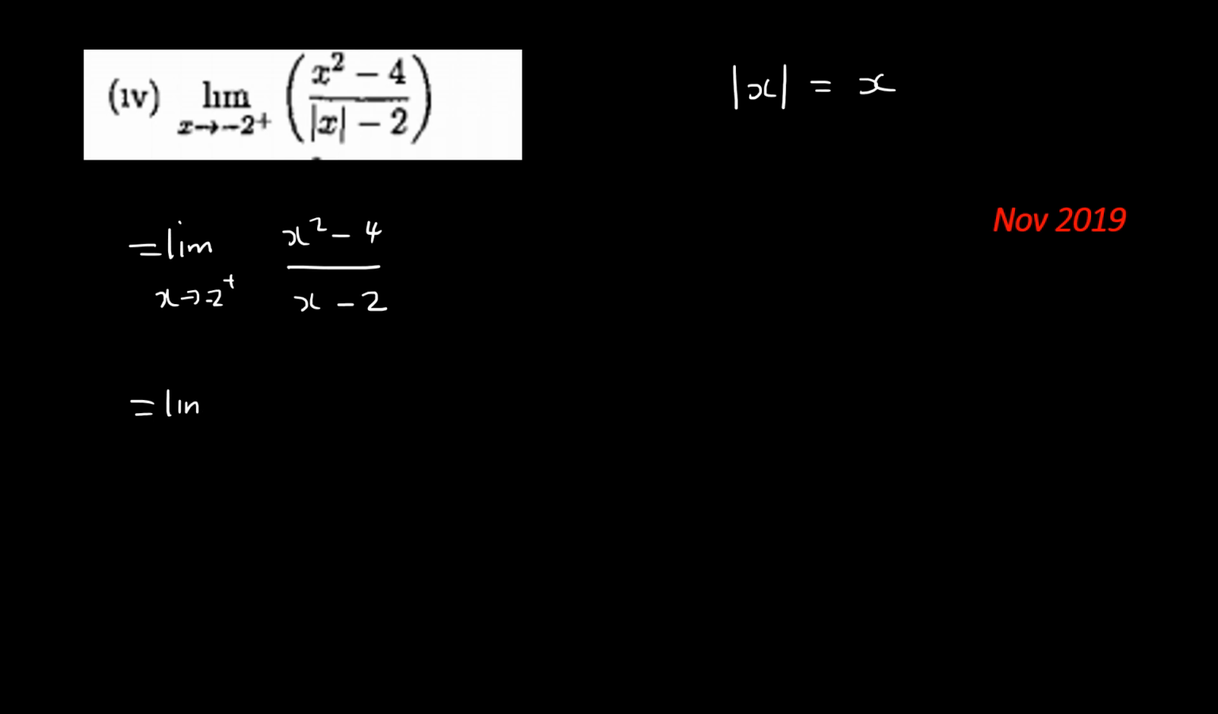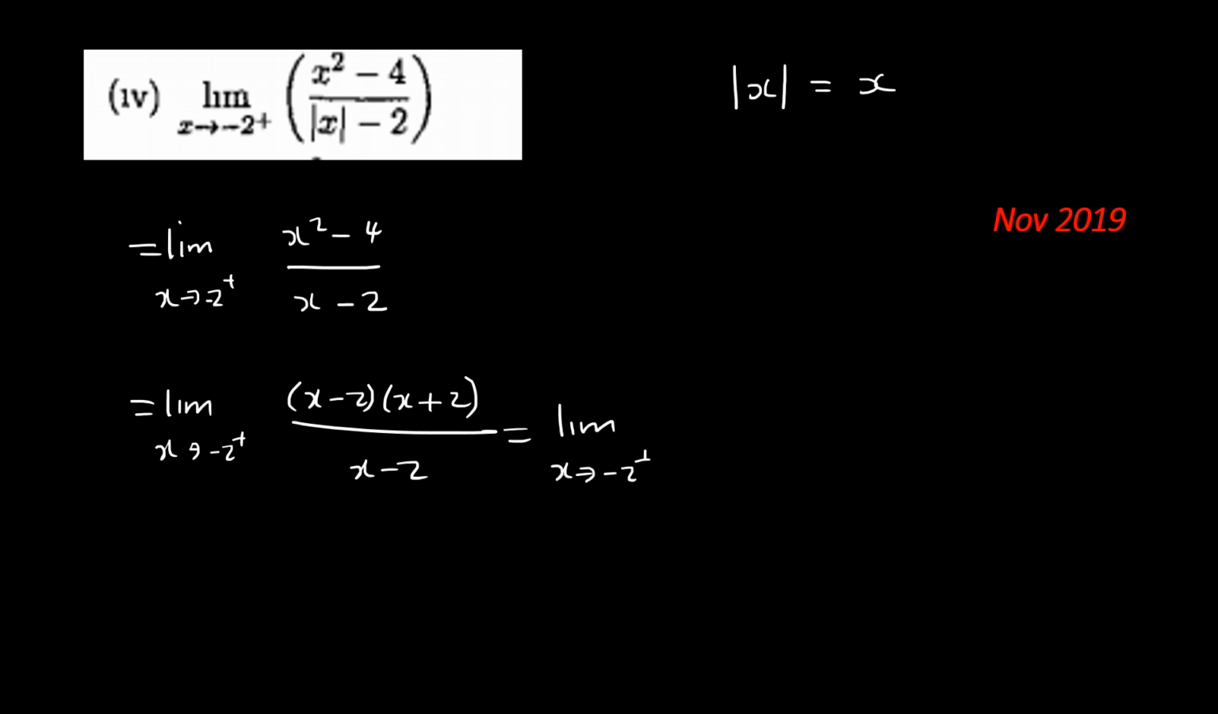Now you can see we have a difference of 2 squares. We have x minus 2 at the top. At the bottom we have x minus 2. So our answer will only be x plus 2. Now substitute 2, you have 4. That's your limit, just like that.